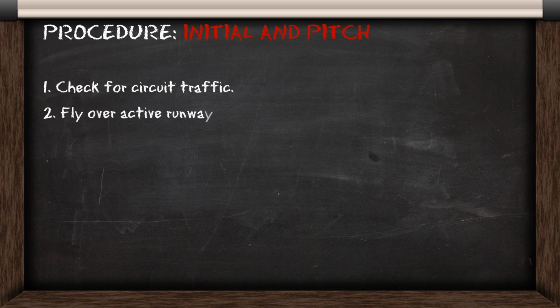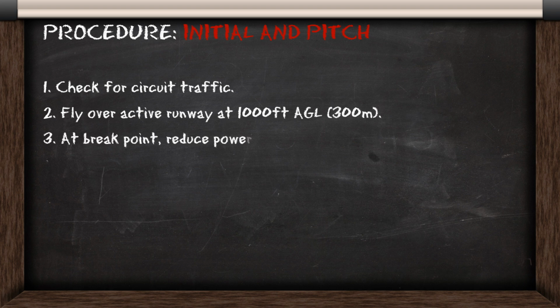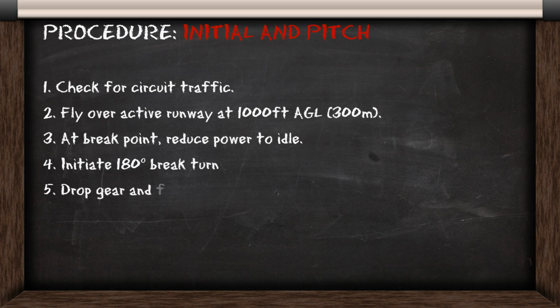On a standard initial and pitch, you want to check for circuit traffic as you approach. Then you fly over the active runway at 1,000 feet. At your brake point, you reduce the power to idle and then initiate a 180-degree brake turn. At the end of your brake turn, you drop your gear and flaps, and then you'll descend for a circular base final leg. Let's now perform an initial and pitch in-game.